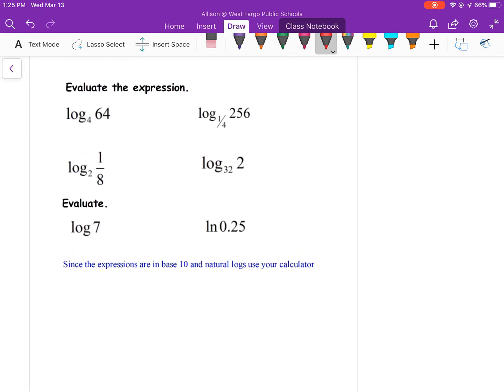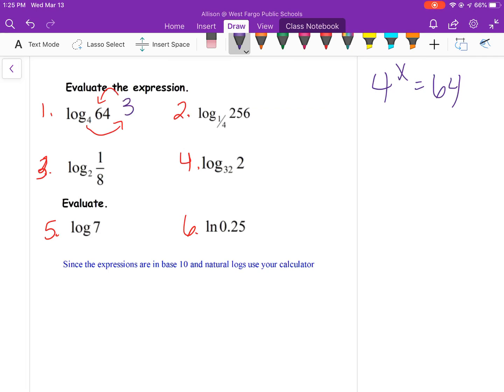So some we can do without a calculator, like this. I'll number these so I can refer to them easier. Whoops, that'd be 3, 4, 5, 6. So number 1, that's 4 to what power equals 64? I think that was 3. 4 cubed is 64. So log base 4 of 64 is 3.